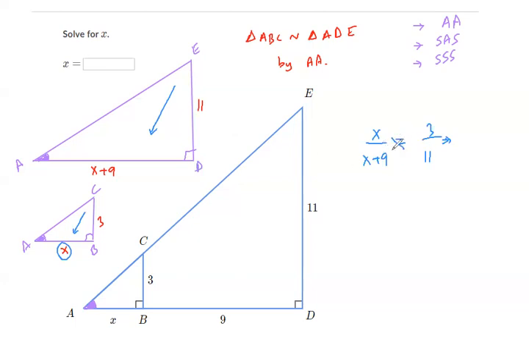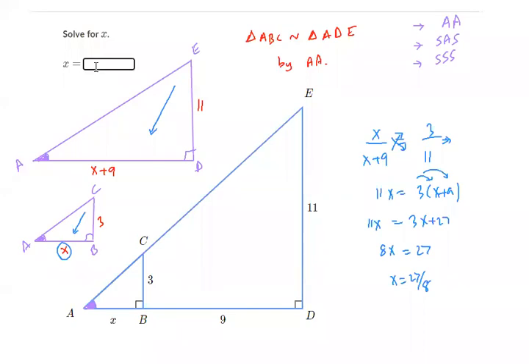At this point, I can do cross multiplication. So 11 times X, just 11X, and 3 times X plus 9. I can expand this, so 3X plus 27 is 11X. Subtract 3X from both sides, which gives 8X equals 27, and X should be 27 over 8. And that is my answer because that's what they are asking for. Let's check 27 over 8, and that was correct. So let's move on to the next problem.